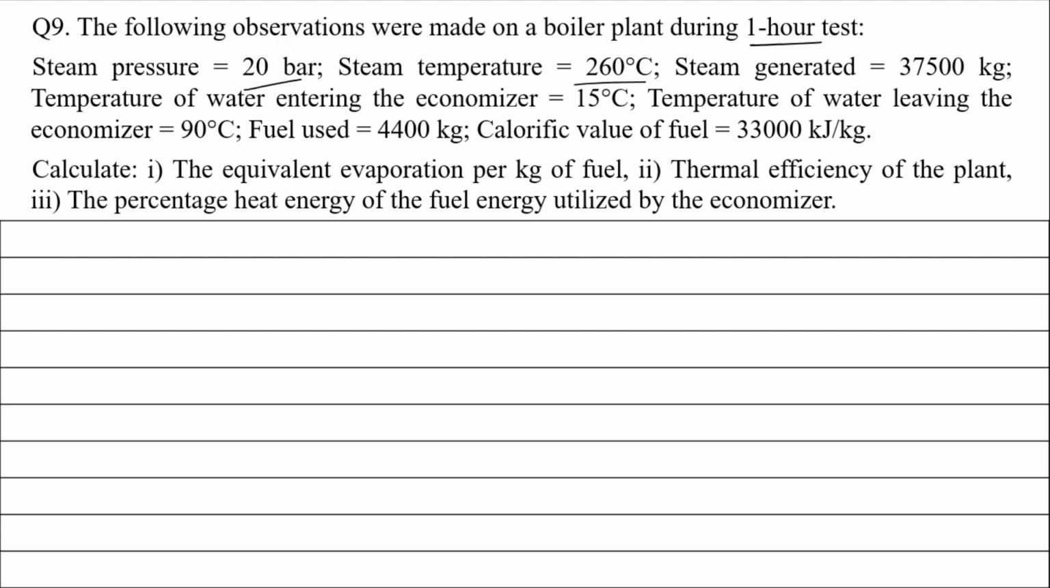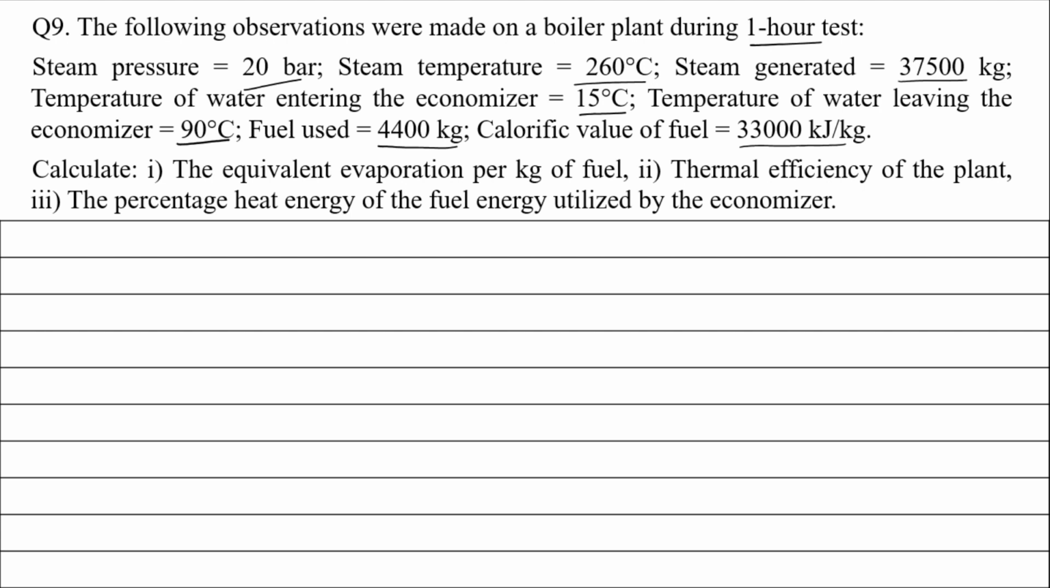Then the amount of steam generated is 37,500 kilograms, and I want to remind you that this is for a 1 hour test. So in 1 hour the amount of steam generated is 37,500 kilograms, which is a huge amount of steam. Then the water enters the economizer at 15 degrees and leaves the economizer at 90 degrees. For generating this steam, the amount of fuel used is 4,400 kilograms and the calorific value of the fuel is 33,000 kilojoule per kilogram.